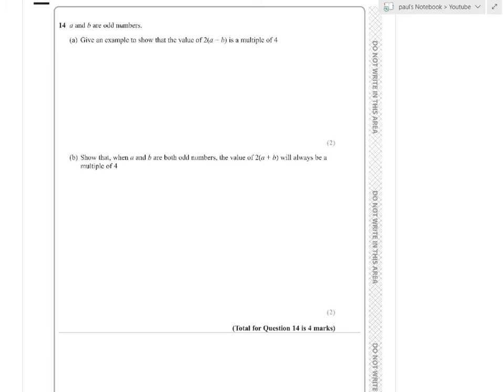A and B are odd numbers. Give an example to show that the value of 2A plus B is a multiple of 4. Okay, so odd numbers: 1, 3, 5, 7, 9, 11. It can be more than that. So if we have, say, 3 and 5, that is 8, and 2 8s are 16. So we could have A equals 3 and B equals 5.